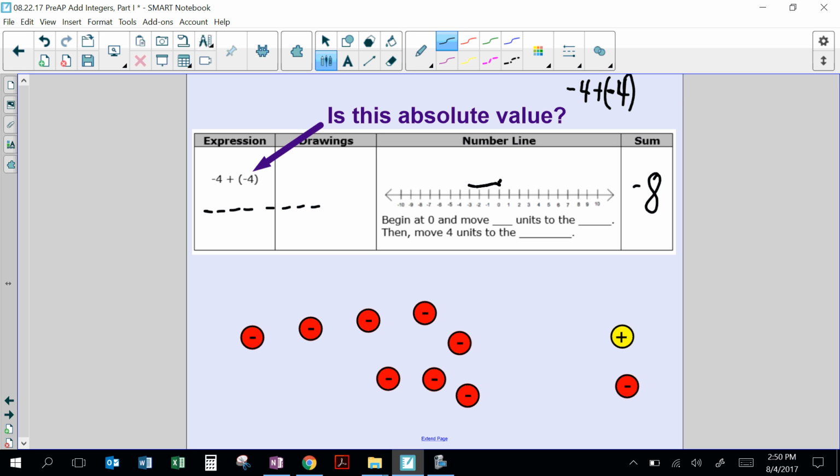So we move 4 units to the left, to negative 4. Then the second number is negative 4. Is that to the left or to the right? Well, negatives are to the left. So we move 4 more units to the left. And we stop at negative 8.